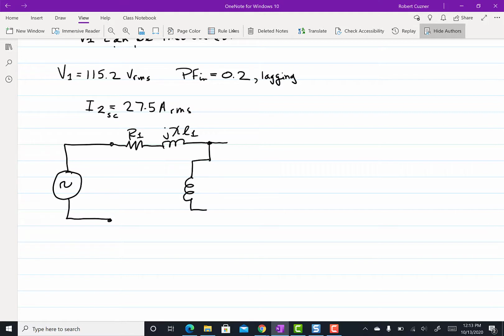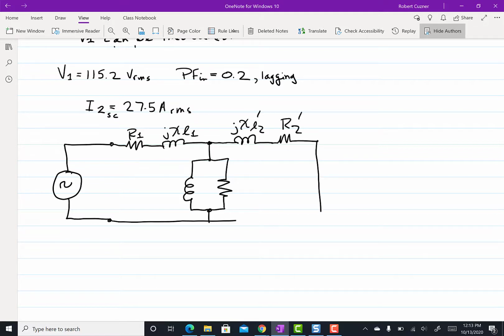The magnetizing reactance. The core loss resistance. The primary referred secondary side leakage, XL2 prime. Primary referred secondary side resistance, R2 prime. We have a short circuit for the short circuit test. This would be I2 prime, the short circuit current referred to the primary.